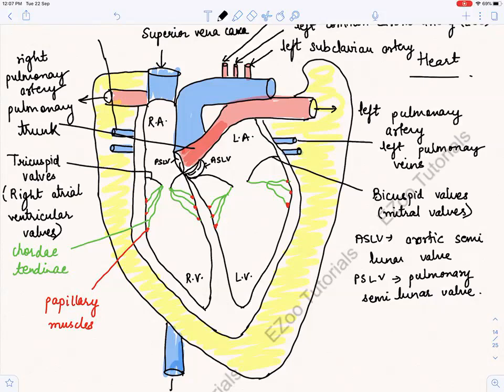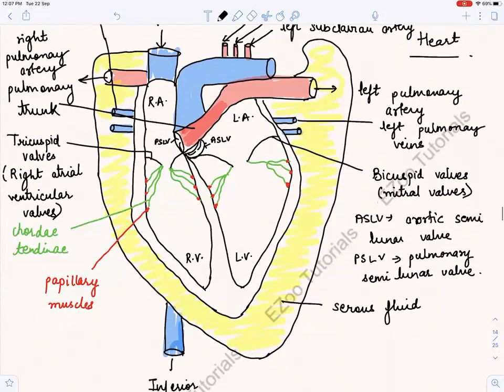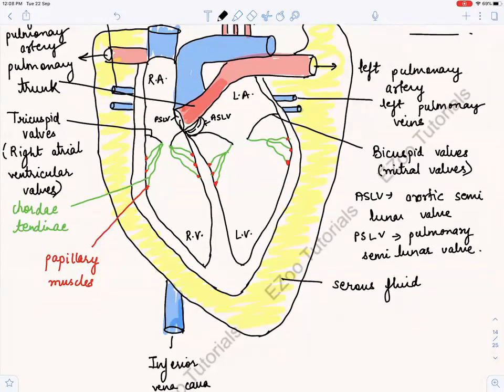So this is the serous fluid. I hope you have drawn it. And what is this basically doing? It is reducing the friction. And where is this serous fluid present? It is present in the pericardial cavity. First we'll learn the structure and then we'll see about each and everything that we have done.